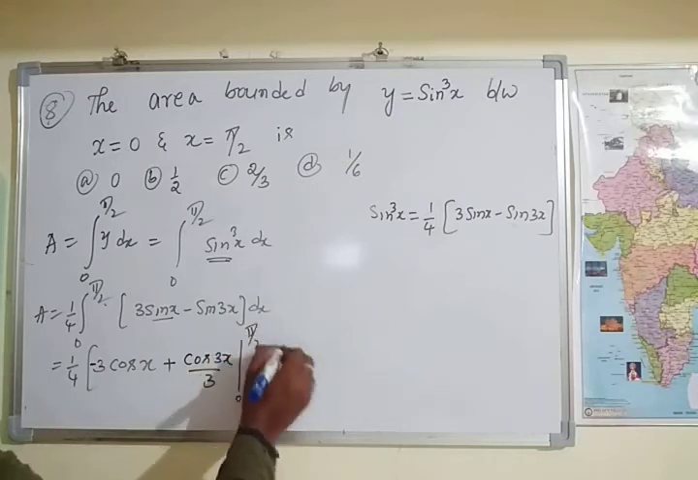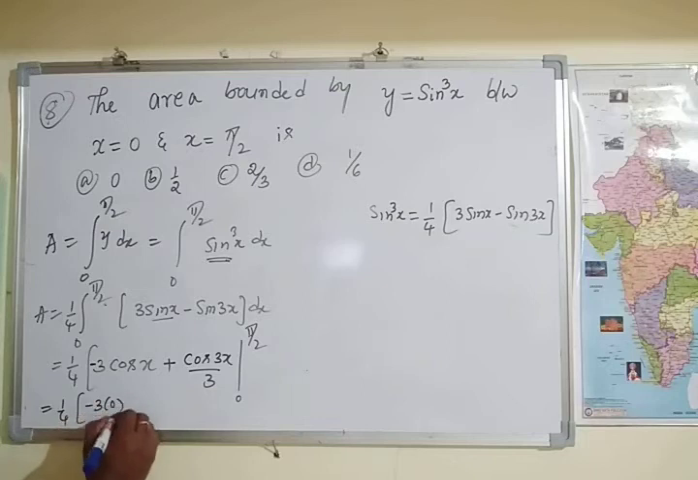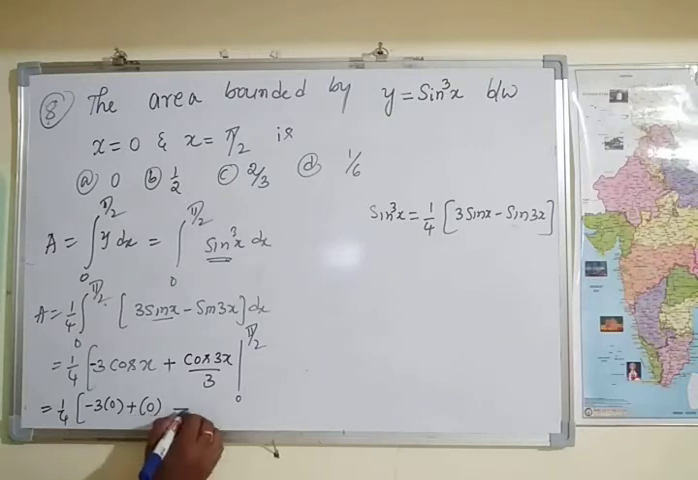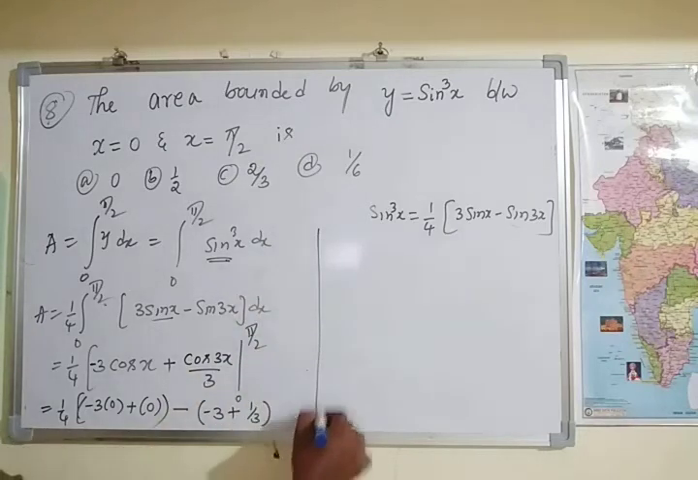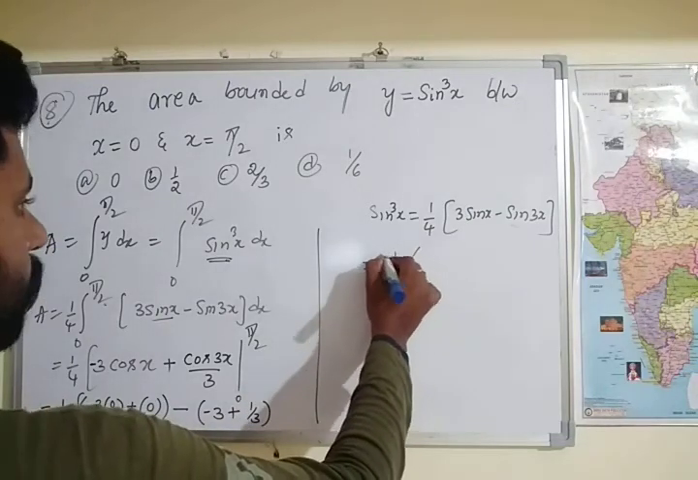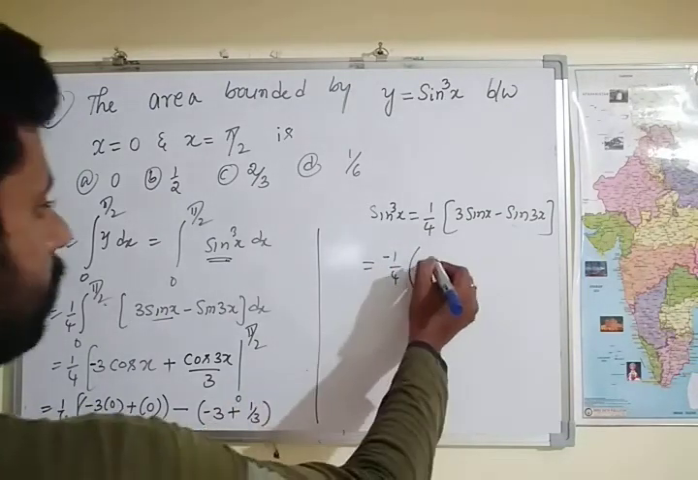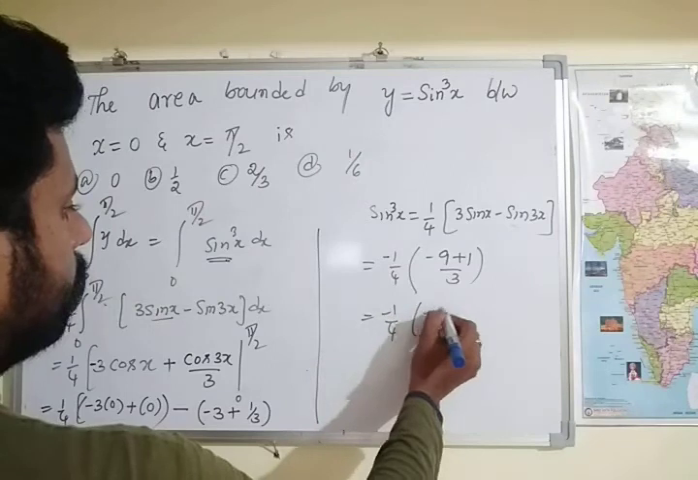Next, 1 by 4 of, substitute the upper limit pi by 2: minus 3 cos of 90 degrees is 0, plus cos of 3 pi by 2 divided by 3 is also 0. So this term vanishes. Next, minus of the lower limit: cos of 0 is 1, so minus 3, and here also we get plus 1 by 3. Simplification of the result gives minus 1 by 4 of (minus 9 plus 1) divided by 3, which is minus 1 by 4 of minus 8 by 3.